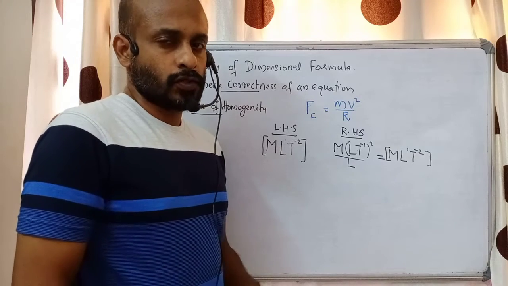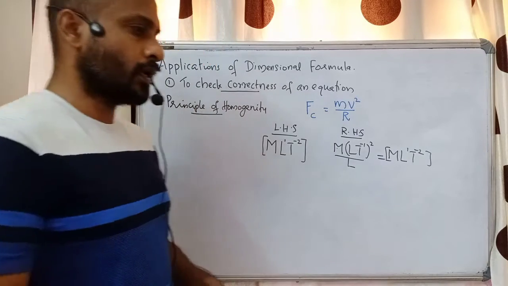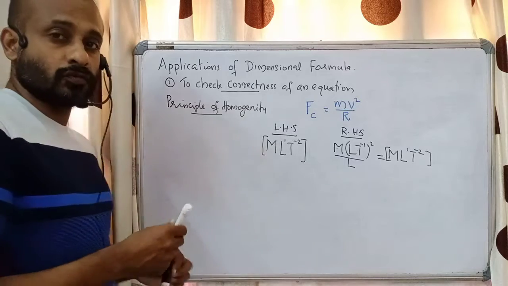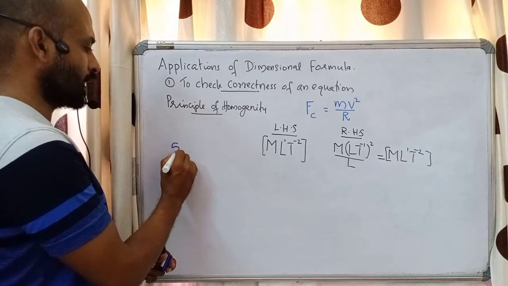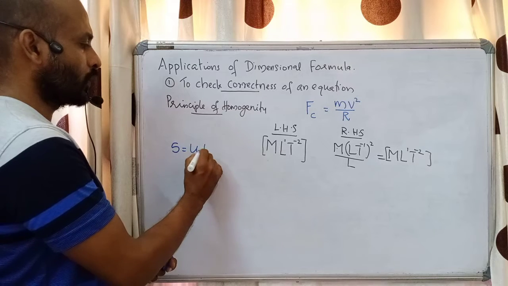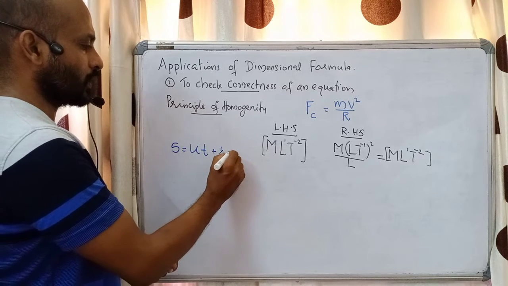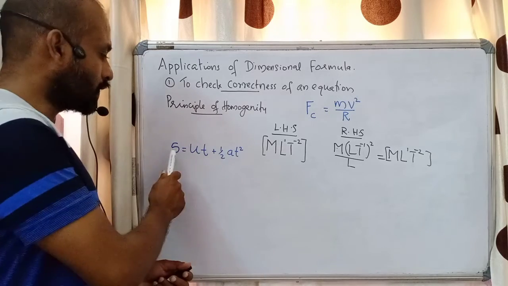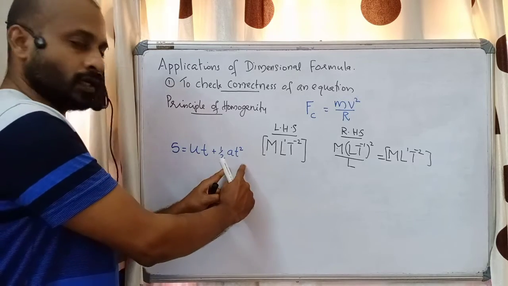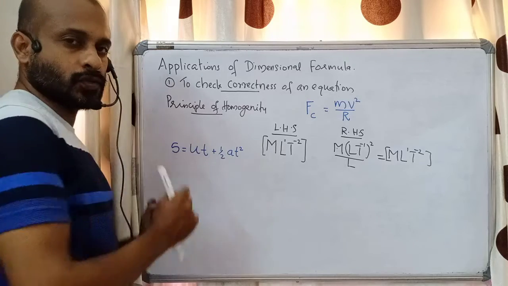Okay. So for example, we will see two more equations. We can use an equation of motion we have seen in 9th standard. One equation we can select: s is equal to ut plus half at square. Okay. So on the LHS we have only one term. On the RHS we have two terms, ut and half at square.